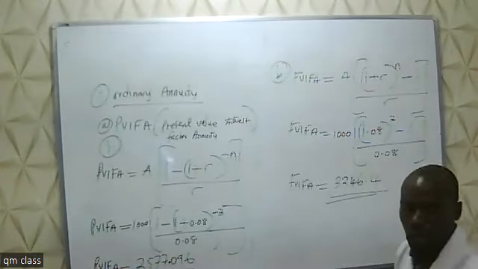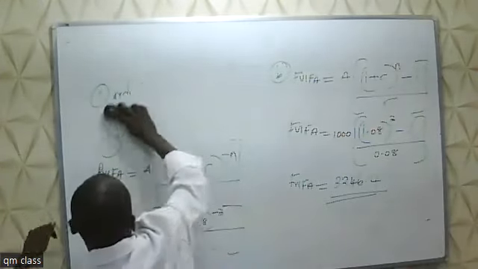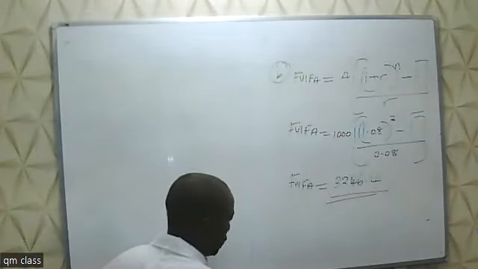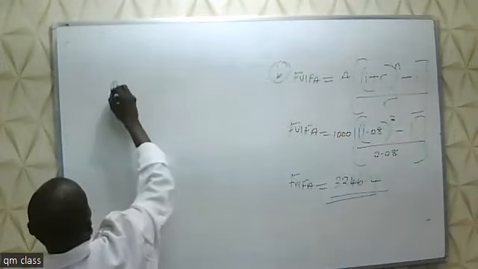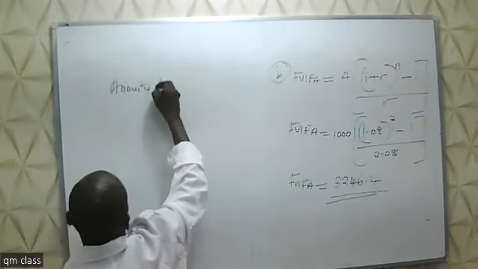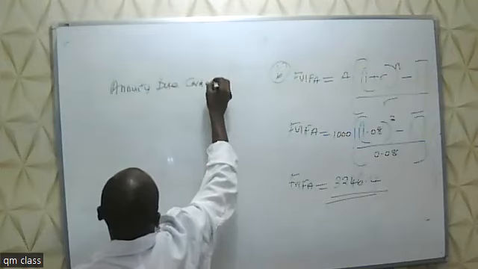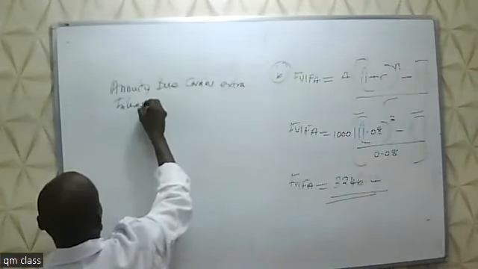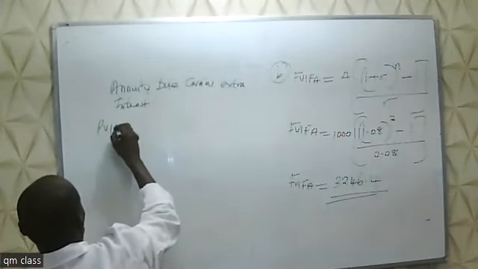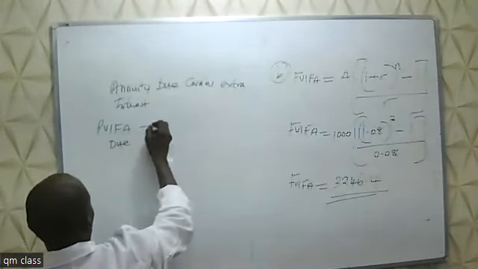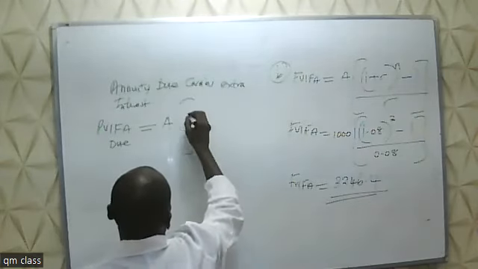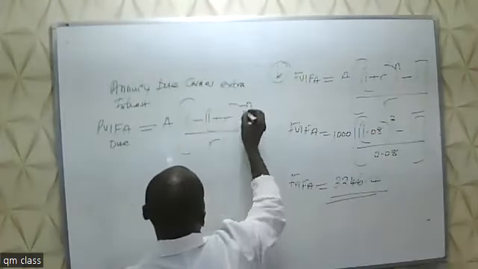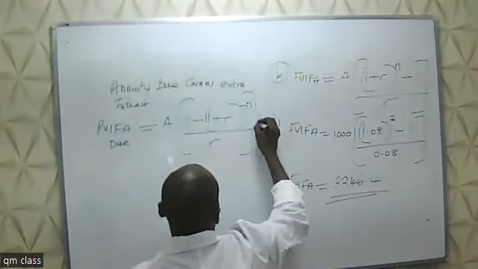Okay, so now let's look at example 2. Our annuity due carries extra interest. So the present value interest factor annuity due is equal to the amount times 1 minus (1 plus r) to the power negative n, over r, but you multiply by 1 plus r.